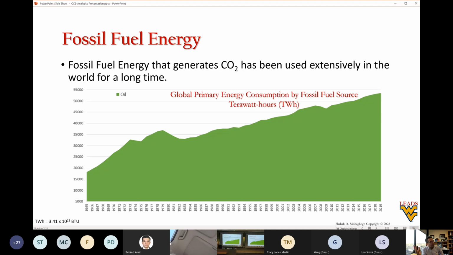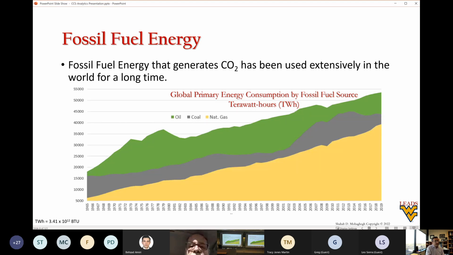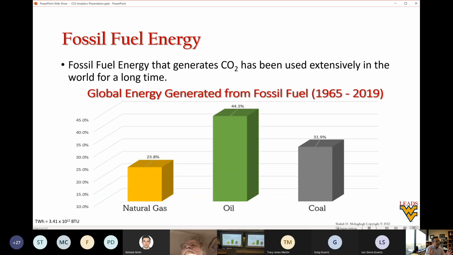That shows you how much globally oil was consumed, sorry, not produced, as in how much was the consumption of this type of energy. And this is how much coal was used, and this is how much natural gas was used. And we put it together globally in this time that I showed you. About 23%, 24% was natural gas, 44.3% was oil, and about 32% was coal.